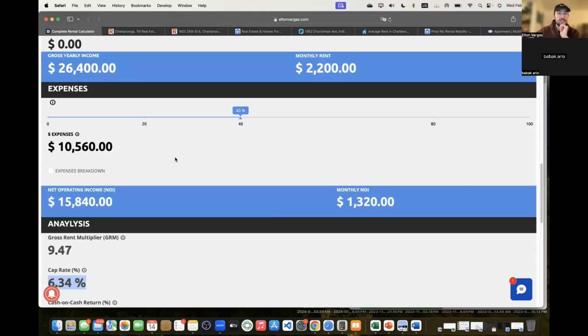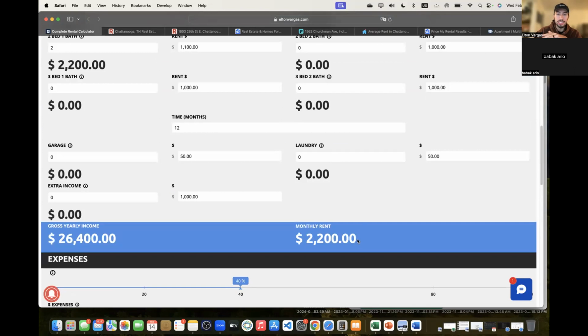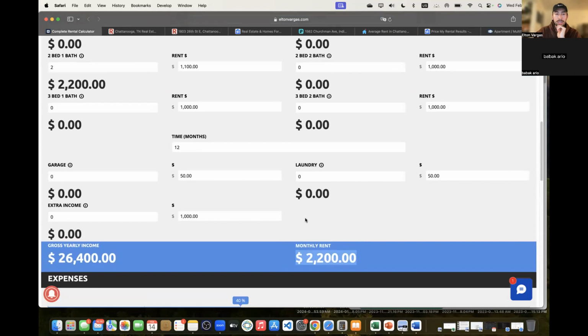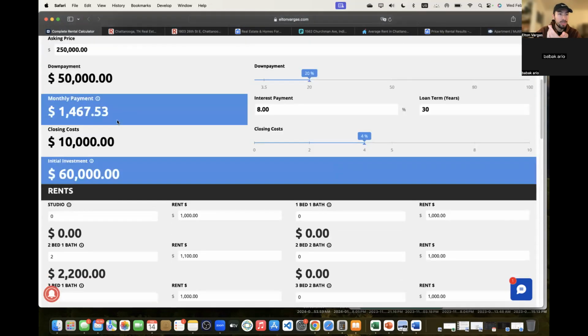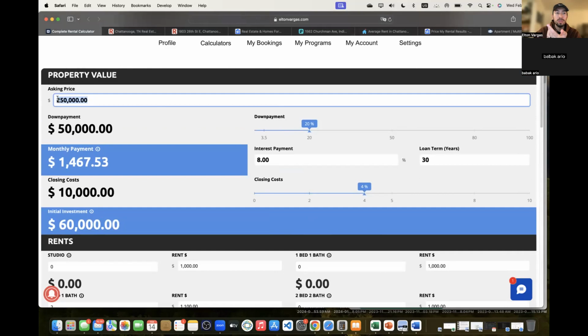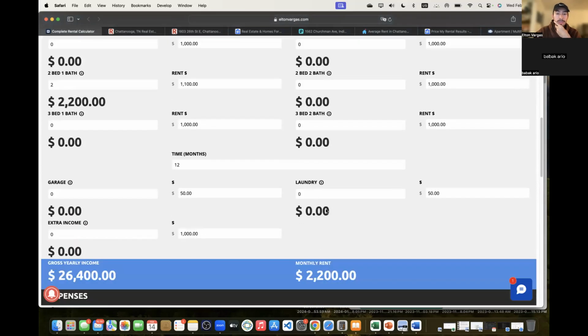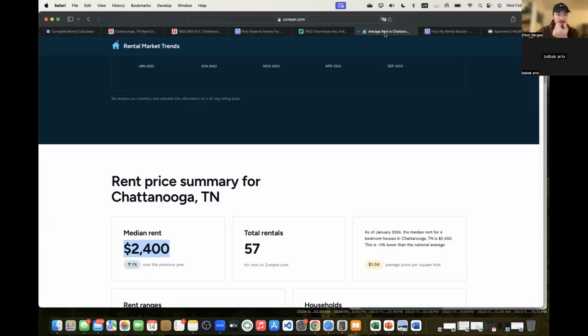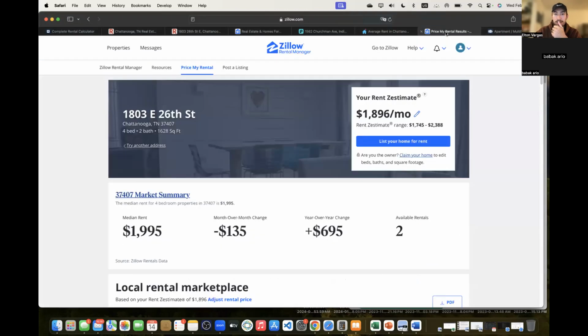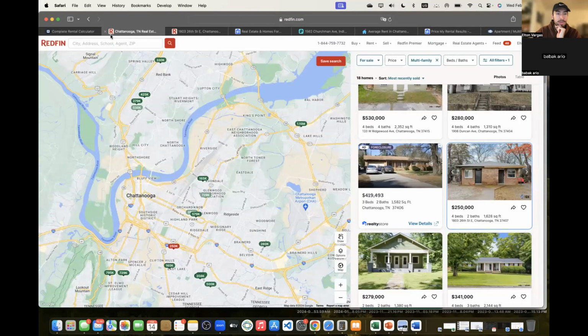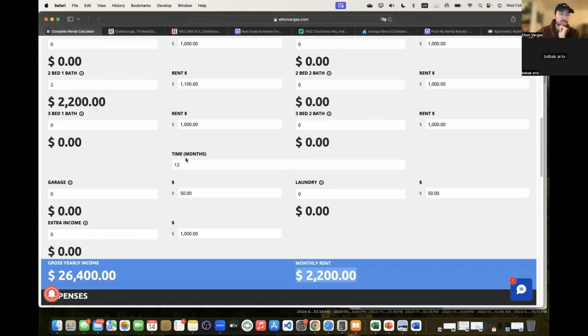So this property doesn't even pass the 1% rule. I should be getting $2,500 a month in income. So $250,000 times 1% is going to be $2,500 in gross income for the month. I'm only able to bring in $2,200. Zumper told me $2,400, and then the Zillow rent estimate is telling me the most I can get is $2,300. But again, that's probably with updates needed on the property, and that's not the case for this subject property.